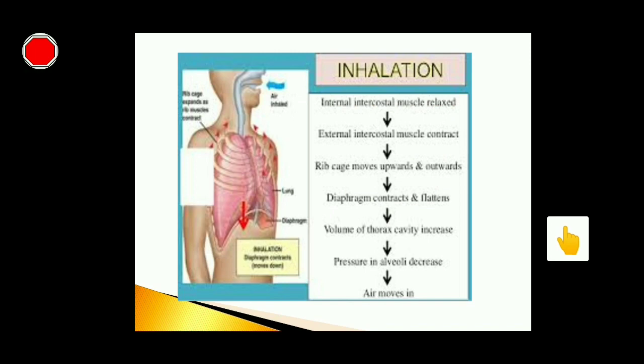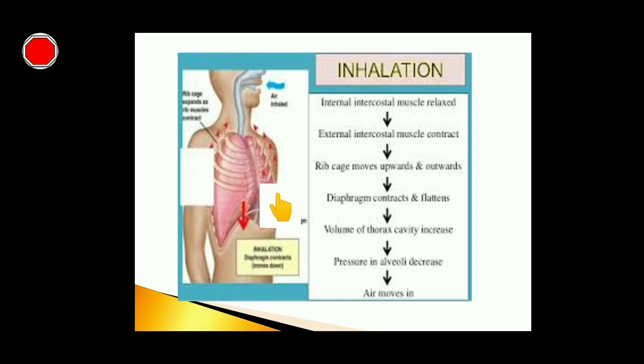When you inhale, what happens? Just see. When we inhale, first of all, our internal intercostal muscles get relaxed, and external intercostal muscles contract. As a result, what happens? Our rib cage moves upwards. Now see these arrows. The rib cage moves upwards, and the diaphragm becomes flat. See, it is moving downwards and it becomes flat.